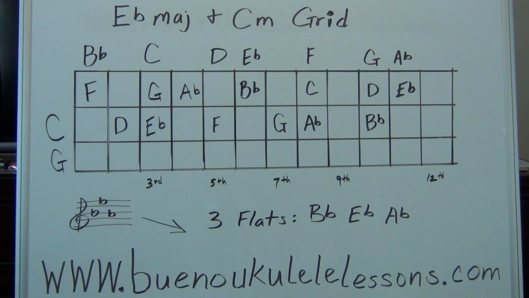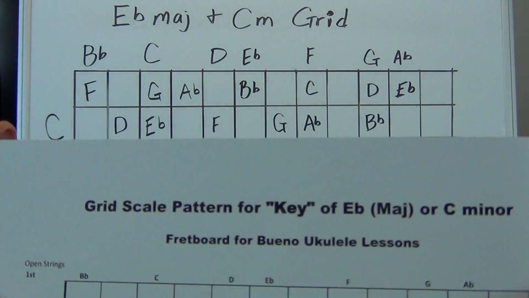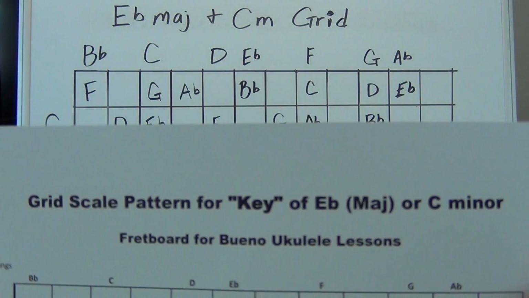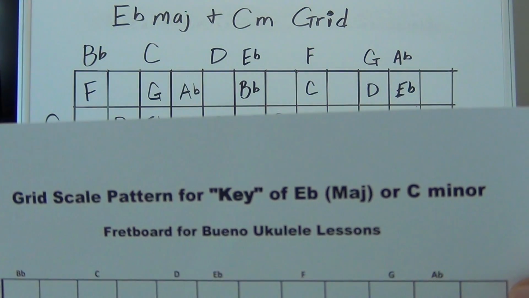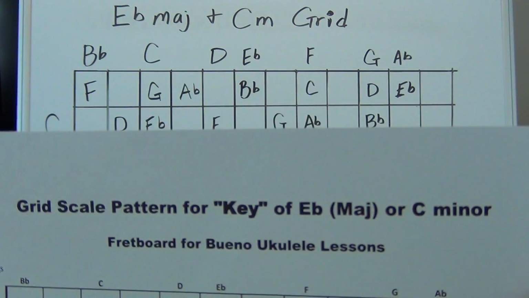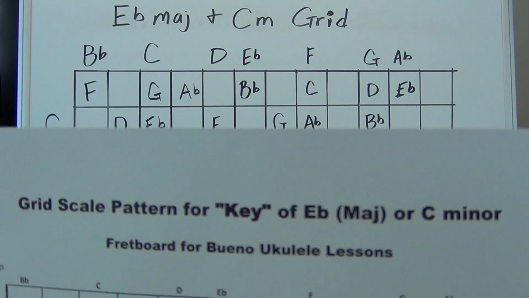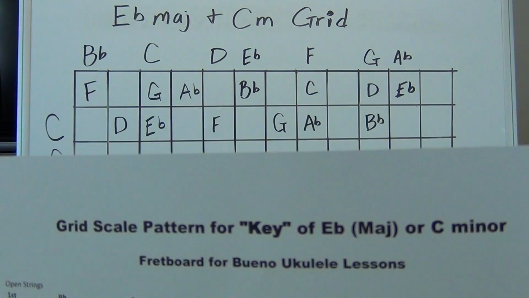In today's lesson, we're going to explain the E flat major and C minor grid. We're not going to be playing the ukulele today. We're going to be doing a lecture on explaining the grid. You want to go and grab your music sheet that says grid scale pattern for the key of E flat major or C minor. So pause the tutorial, grab your music sheet, come on back. We'll get started in a second.